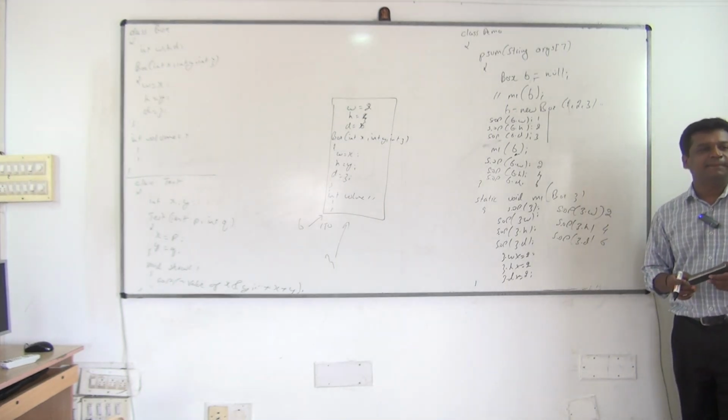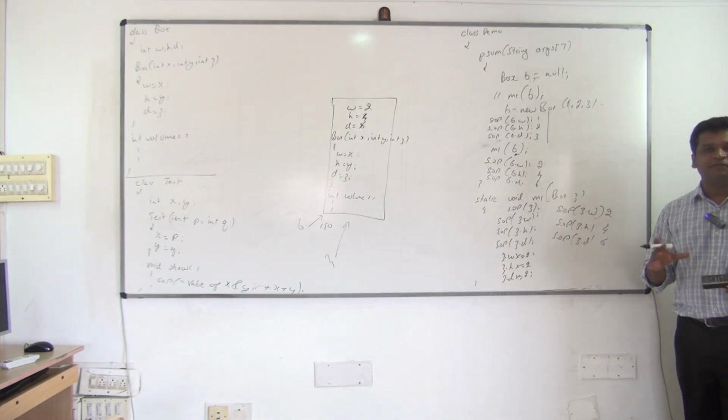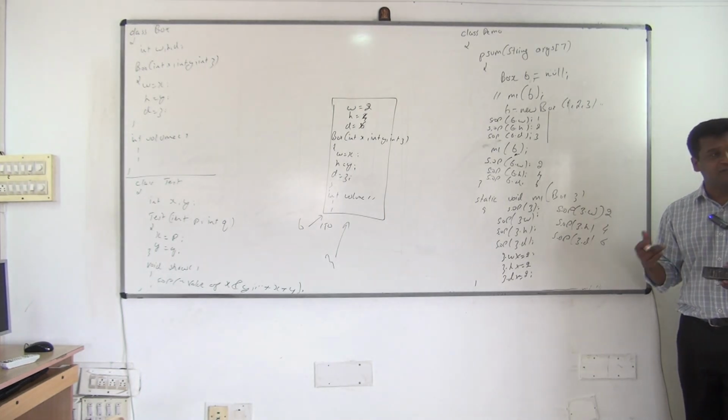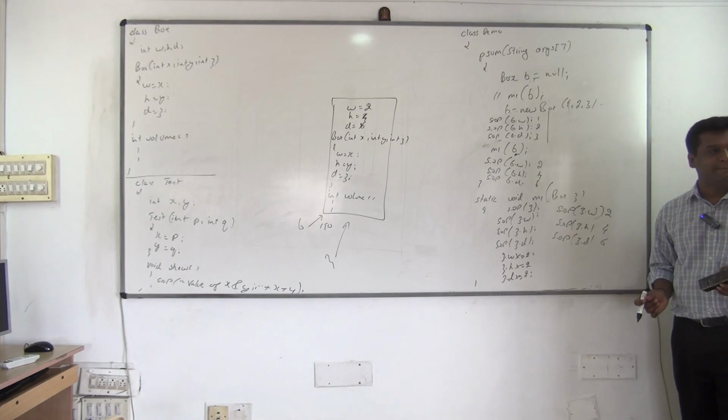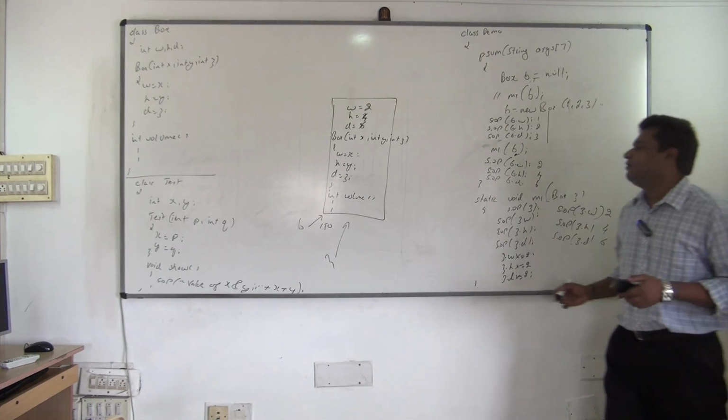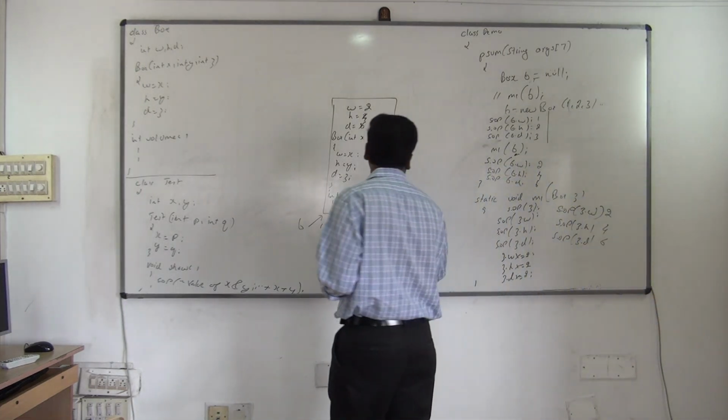Any questions you are having here? Call by reference is very important. Work on this. To understand this, that is very important. Clear? Similarly, I can have M2 method, static void M2.